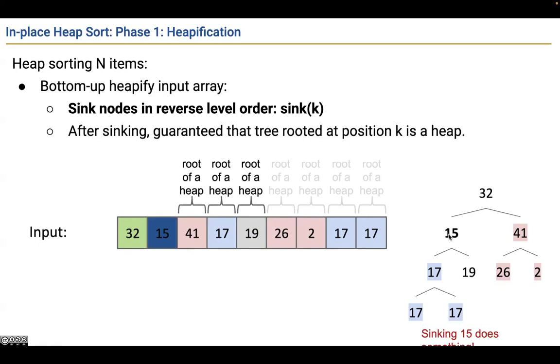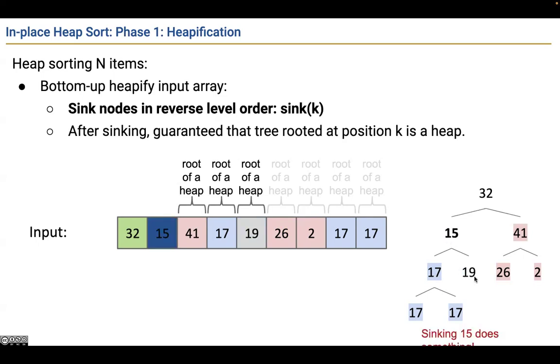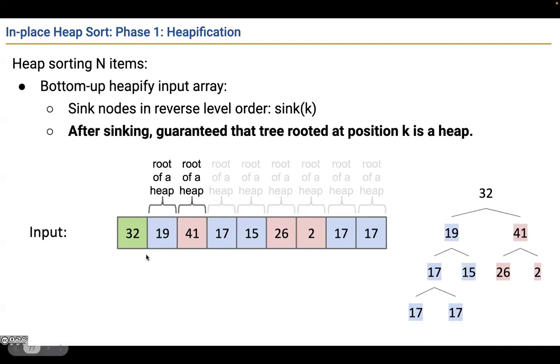So what do I sink next? I sink the 15 next. I'm just going in reverse level order. Remember, I just sunk the 2. Now I sink the 15. And I think this does do something, right? Because I look below, and I need to be greater than both of my children, but I'm not. So the 15's like, nope, I'm not cut out for this position. I'm going to go down, find my rightful place. And the 19 is bigger. So I'll swap myself with the 19. The 15 and the 19, they swap.